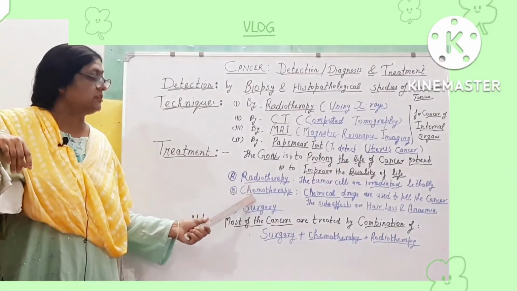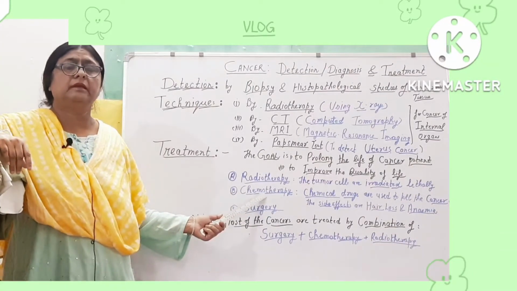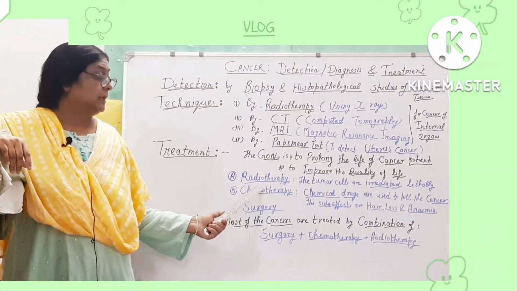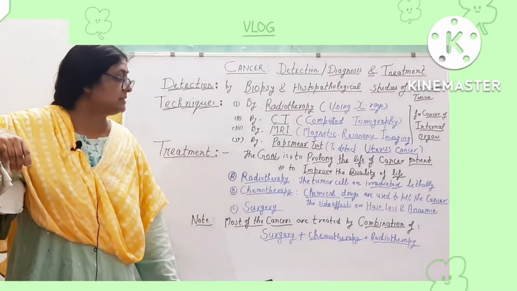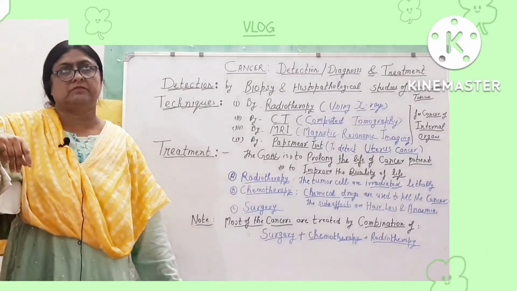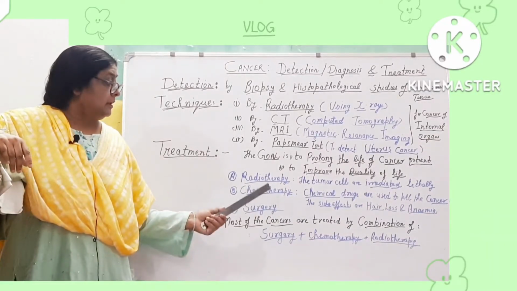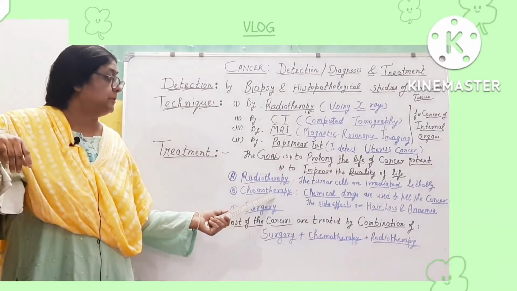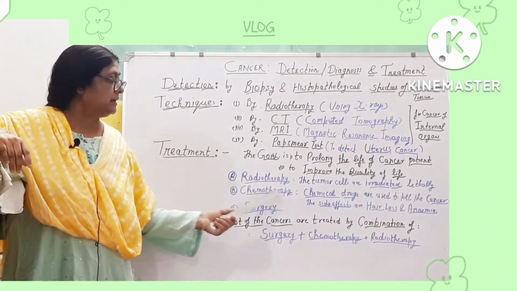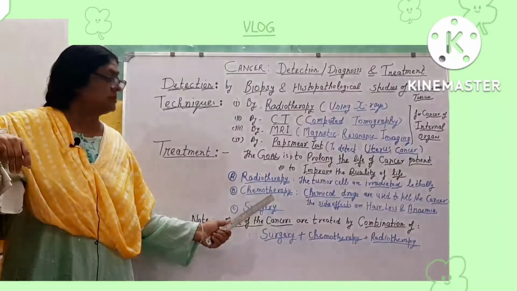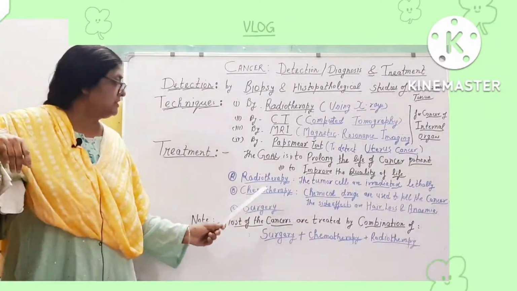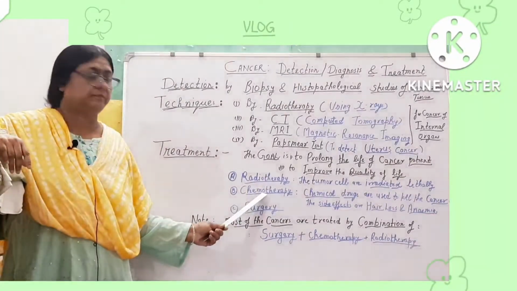The other one is chemotherapy. It is very common but a very painful technique. Here chemical drugs are used to kill the tumor cells in the body of the patient, and the side effects are very pronounced in this treatment, that is hair loss and anemia. The patient goes through many rounds of chemotherapy sessions.